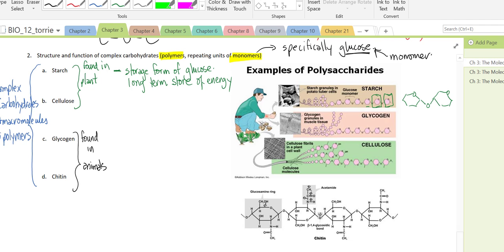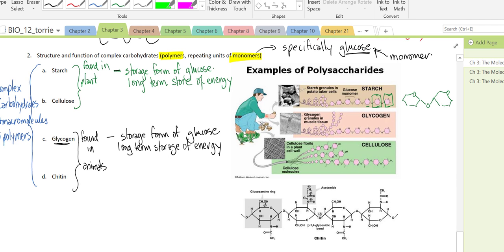Now, the corresponding one in animals is glycogen. This is our storage form of glucose. And again, it's our long-term storage, right? Every single cell in our body stores sugar as glycogen. So in every single cell of your body, you're going to find glycogen granules. But some cells tend to store a lot more.